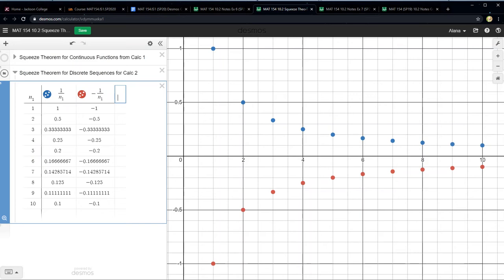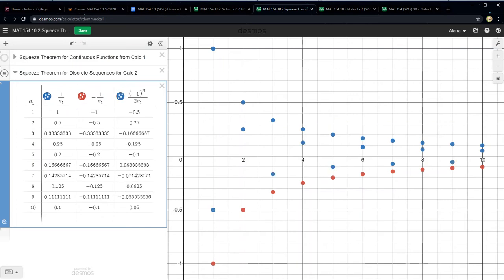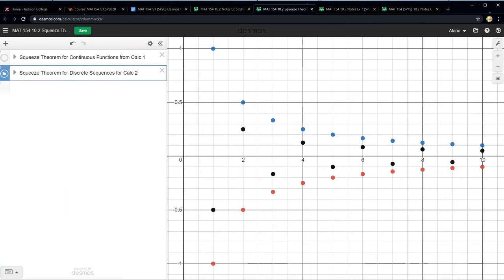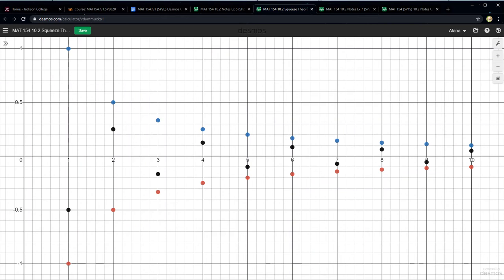There's another column in here, and then I can type, or in my case, copy and paste whatever I want, and I can make that turn into a different color. So there you can see all three pieces, and I can see in particular that the black sequence here is squeezed between the blue one and the red one.